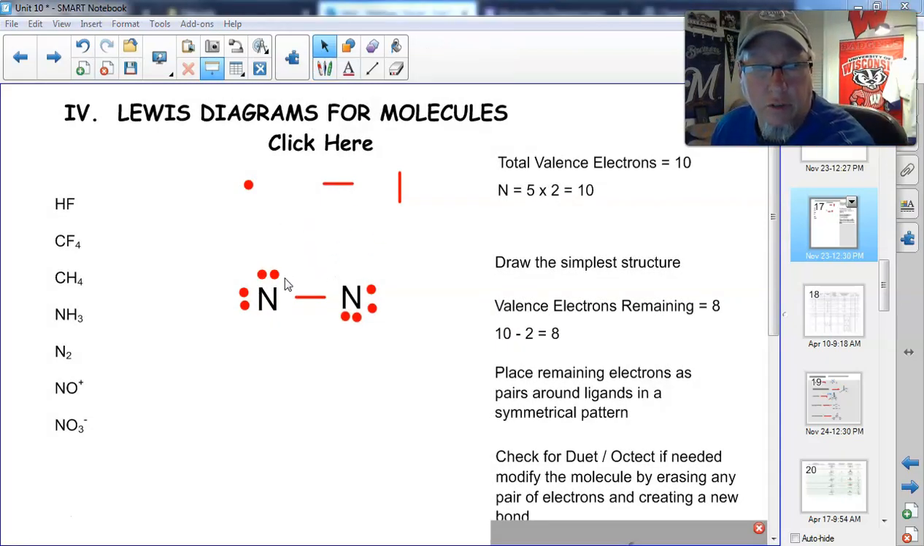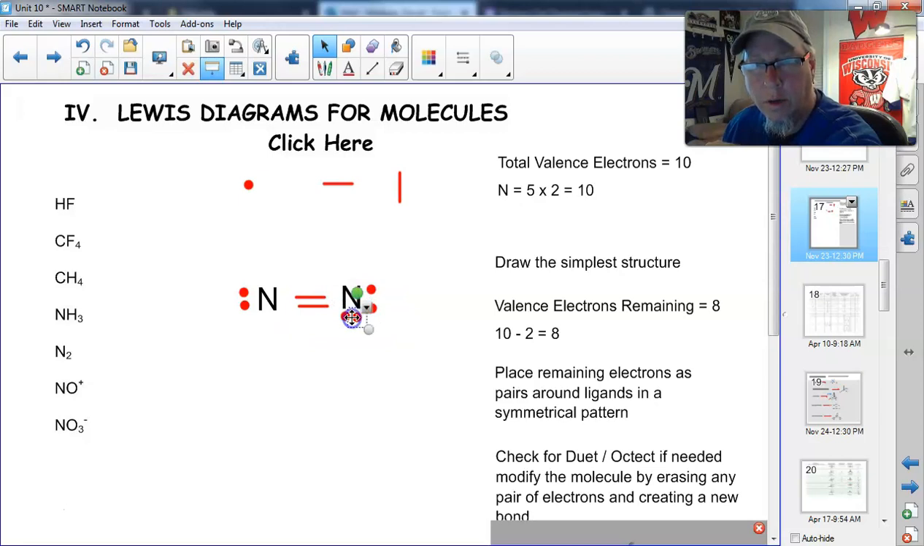erase a pair of electrons. So I'm just going to go in here and erase a whole pair, not just one, both of them at the same time. And when I erase a pair, I'm going to put another bond in between them. So yeah, when I start to count up electrons now, I got 2, 4, 6. I still have 6 around this one, but look what happened to the other one now. 2, 4, 6, 8. There are now 8 around this one.